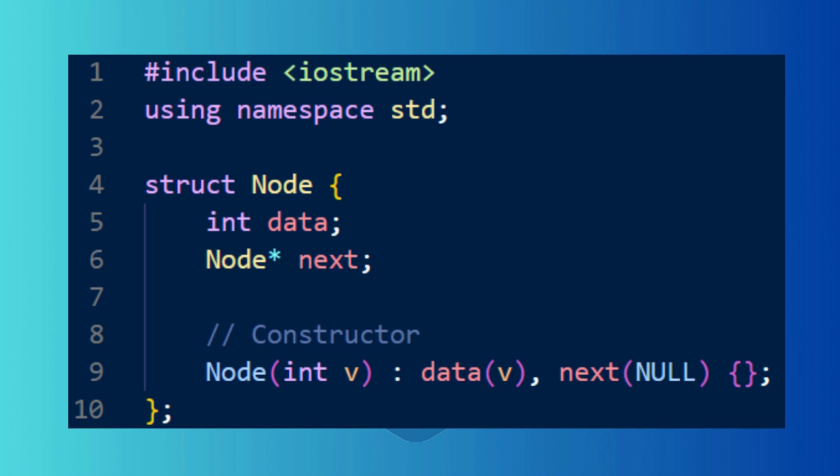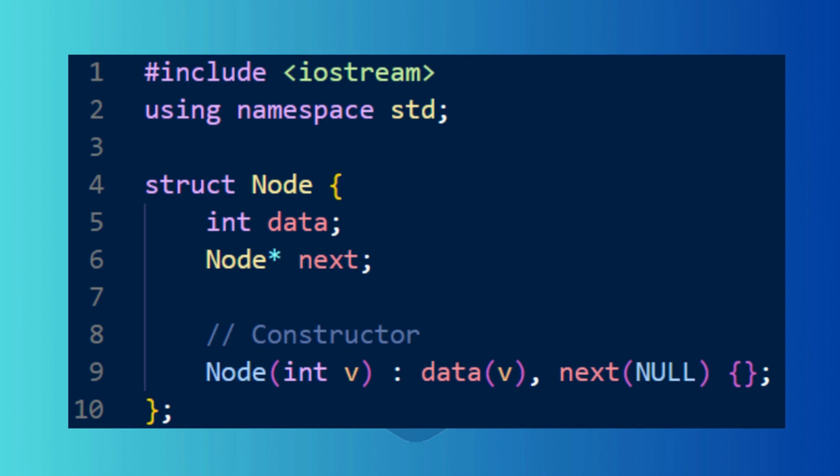Like iostream is used for input output headers, and using namespace std is used for string properties. Now you can see I'm again adding a node, struct Node, and then I'm adding the value int data and Node star next. So it will point to the next node.